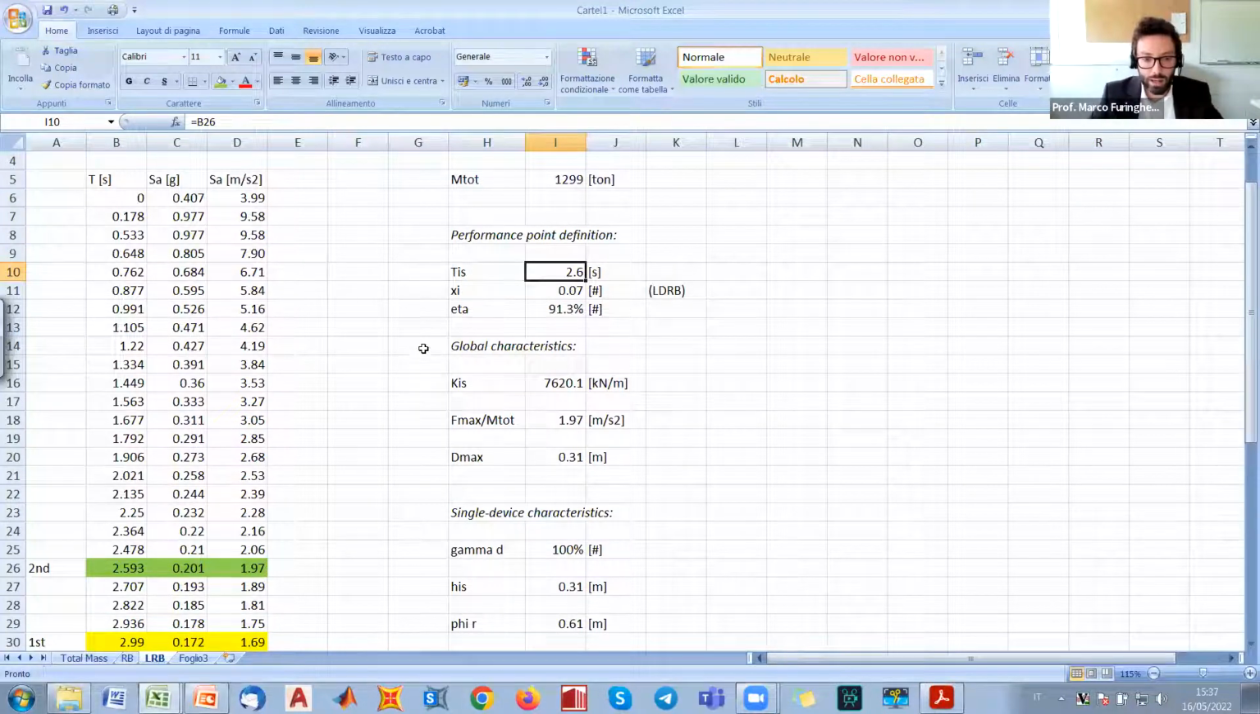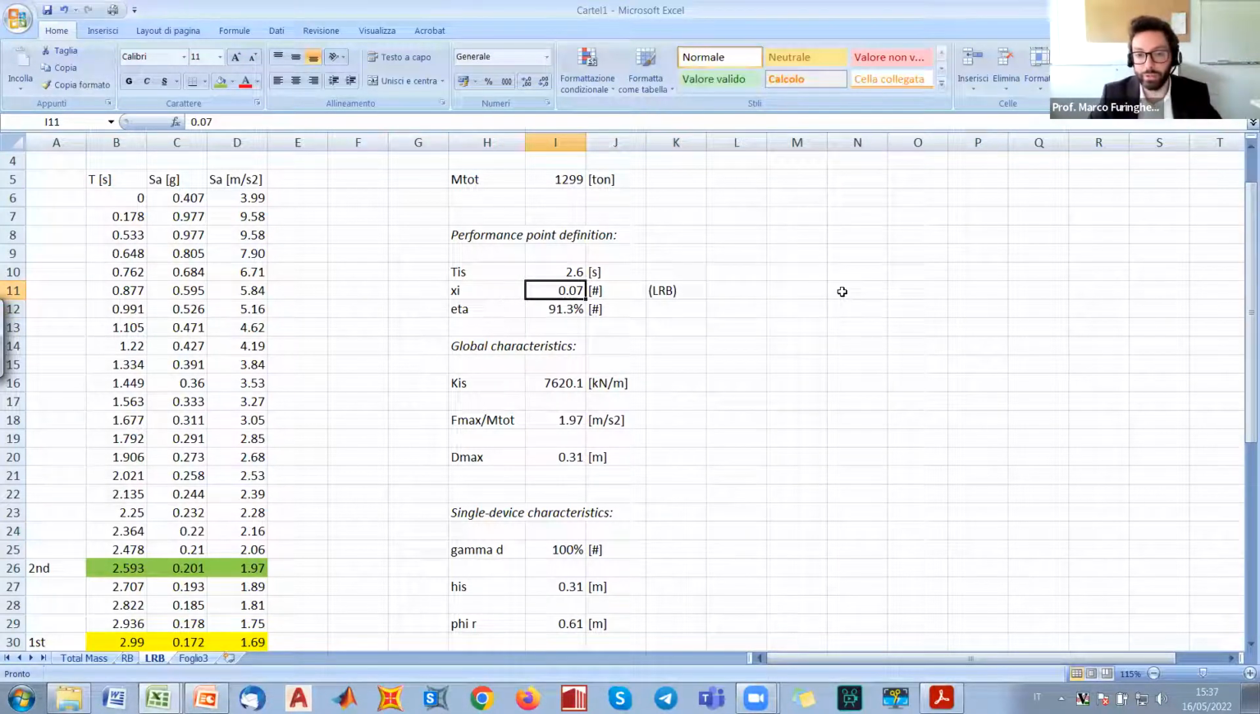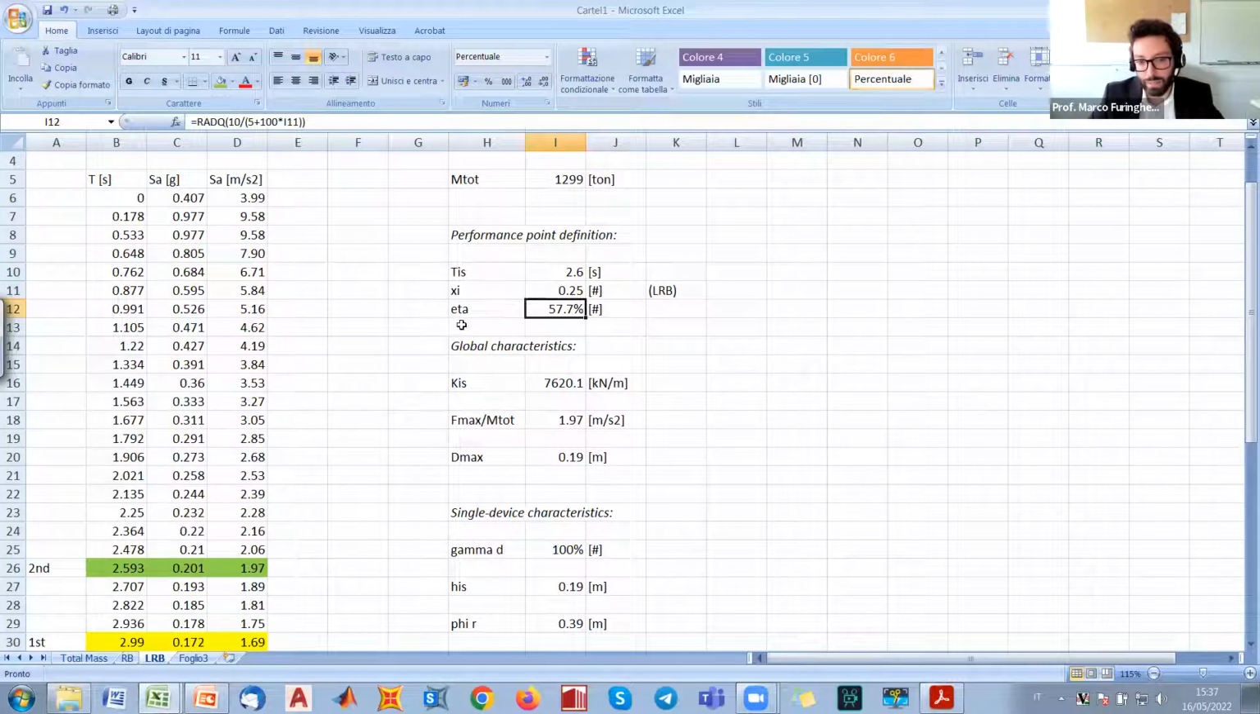Okay, what we also have to change here for LRB is the damping ratio. For lead rubber bearings, we can assume an intermediate value, which is 25%, so 0.25. You see that eta becomes 58% of the elastic spectrum.